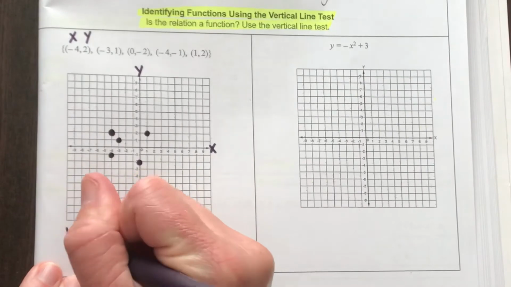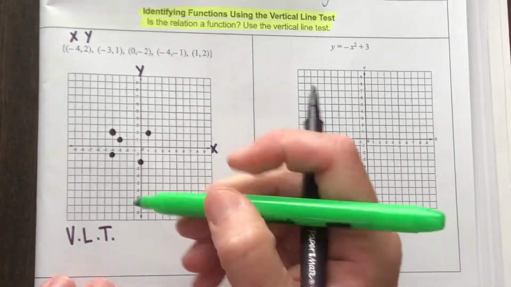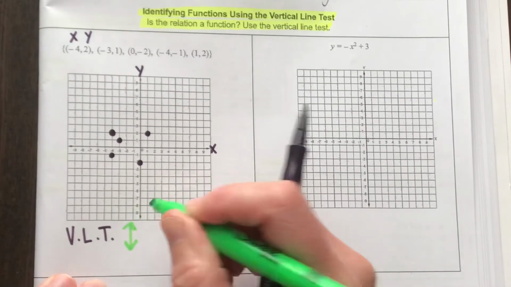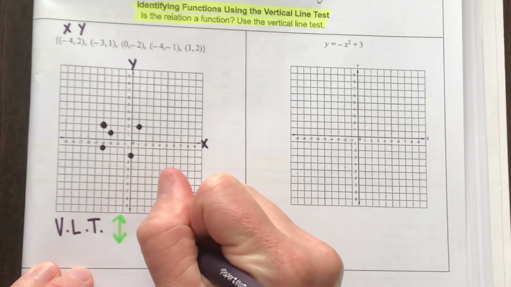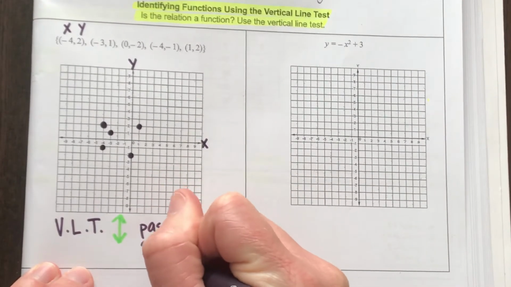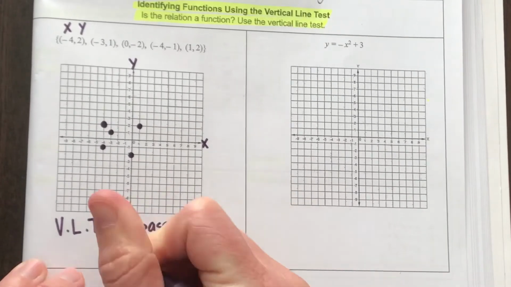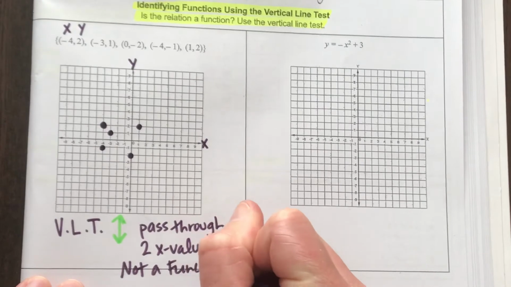Now, the vertical line test asks if you were to draw a vertical line anywhere in your function, if it ever can pass through two x values, then it is not a function. And here's what I mean by that.